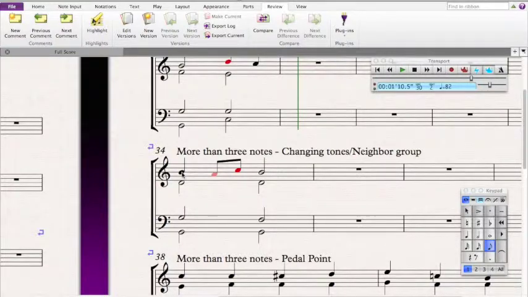So anyway, changing tones or neighbor group is characterized by a step in one direction, a skip in the opposite direction, and then a step back to the chord tone at which you were. So in this case, going from B, step down to an A, skip up to a C, and then back down to a B. Let's hear what that sounds like.